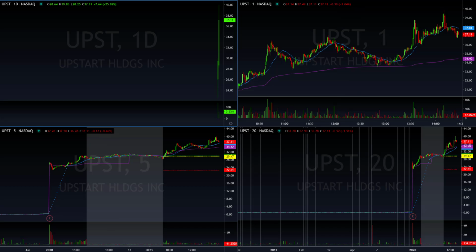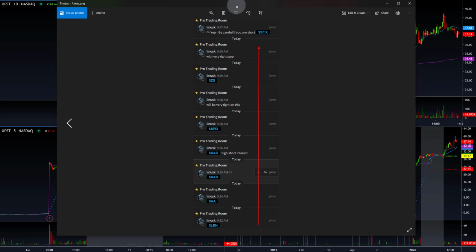So starting off, my first alert trigger was LEN. Let me open the... So these are the alerts that I posted in the room. The first one was LEN. The second one is AA. The third one is RAD. I did mention RAD has a high short interest. There is a reason for that, and I'll come to that. I had a few plans with RAD right when I took the first short piece.